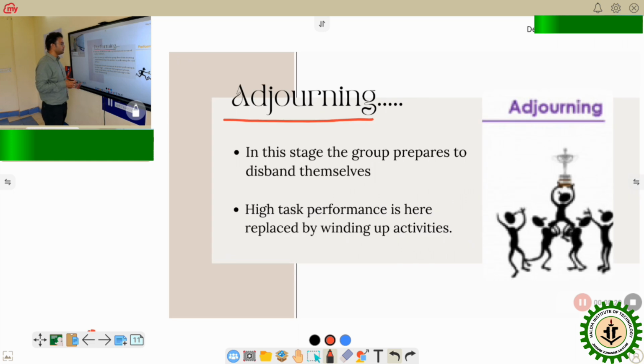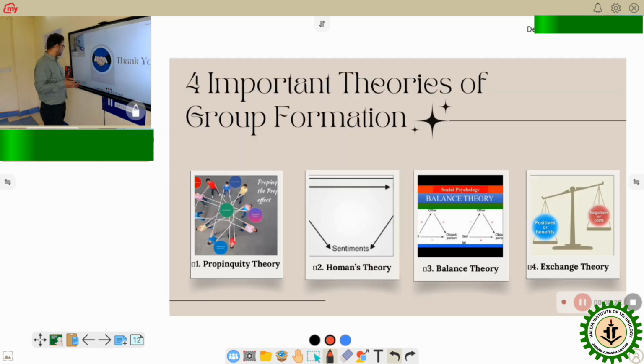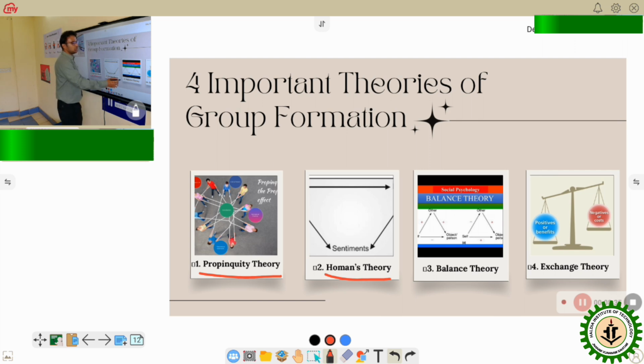Now, informal groups. There are in total 4 theories to form an informal group. The first theory is propinquity theory. Second is Homans' theory. Third is balance theory. And the fourth is exchange theory. So, what is the first theory? Propinquity theory. Propinquity theory is given by Theodore Newcomb.